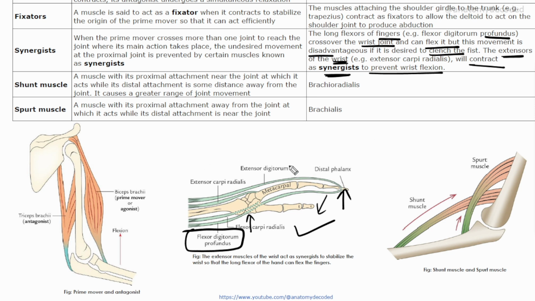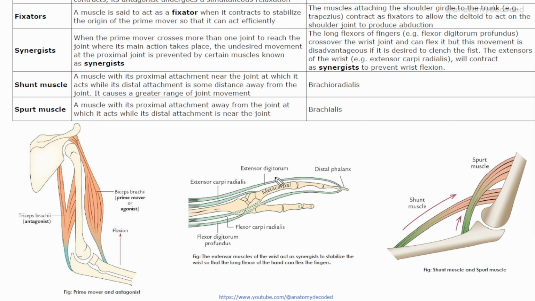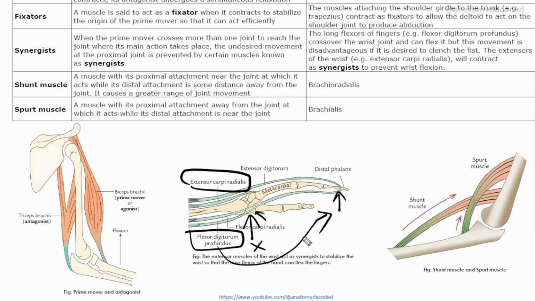It is slightly confusing. You will have to read two to three times to understand what these statements mean. I'll try to repeat again. Basically, the flexor digitorum profundus is acting at the distal phalanx, but it is crossing the wrist joint as well. But we don't want this muscle to act at the wrist joint. So these muscles, extensor carpi radialis, the muscle which is present posterior to the wrist joint, will contract as synergists so that wrist flexion doesn't take place and the flexor digitorum profundus can optimally act at the distal phalanx. So that is synergist.